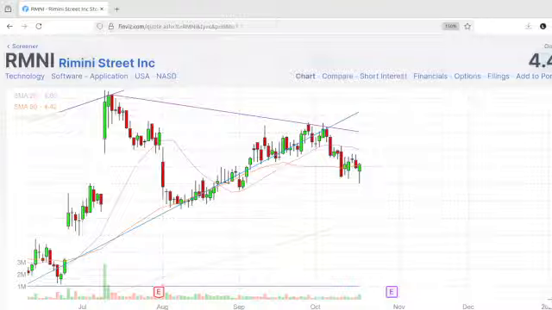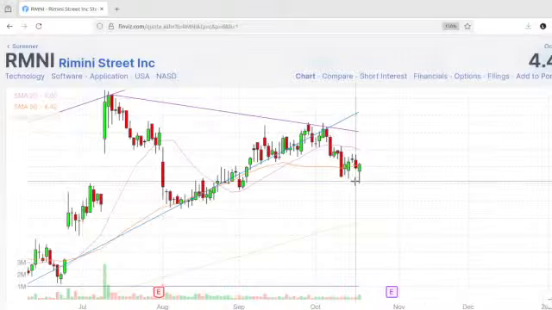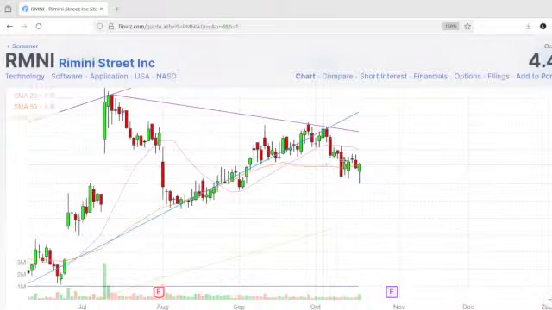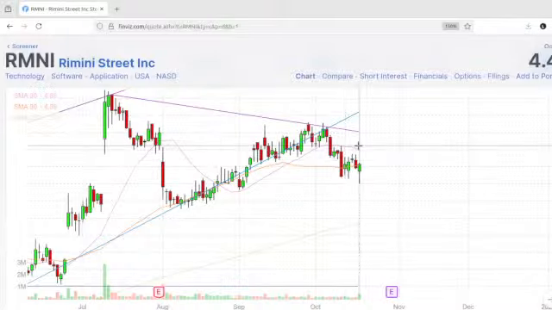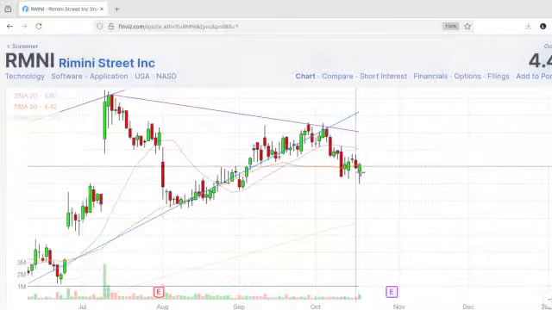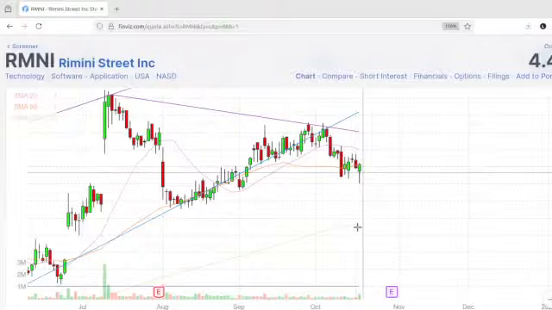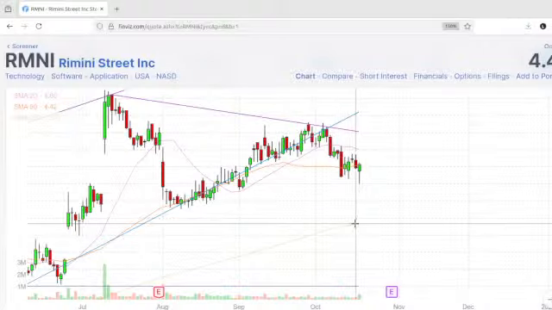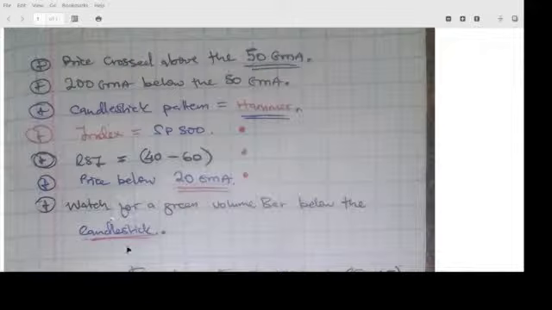All right, so that's what it is. Remember, it has to touch the 50-day moving average, and it has to be below the 20-day moving average. As you can see, this is the ideal you want, where the volume is high. The volume has to be high. The problem with that other one that we saw is that it had no high volume. So watch for a green volume bar below the candlestick.